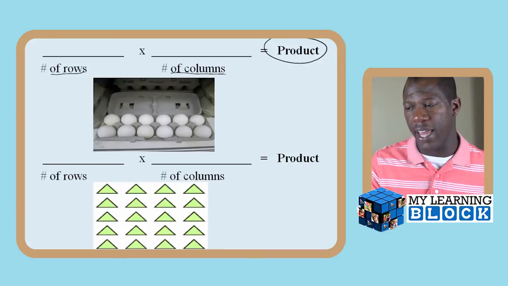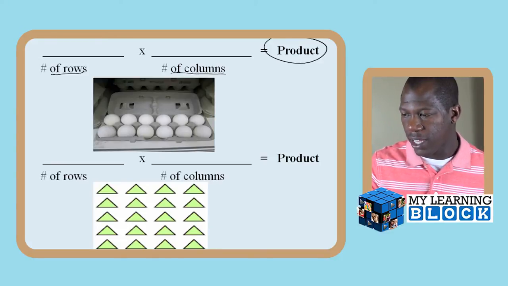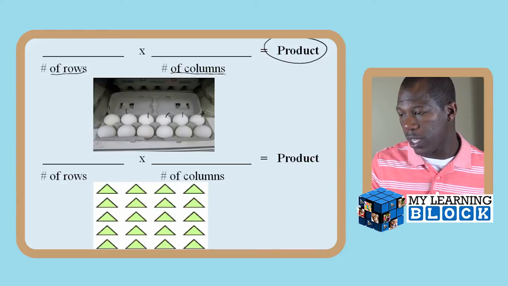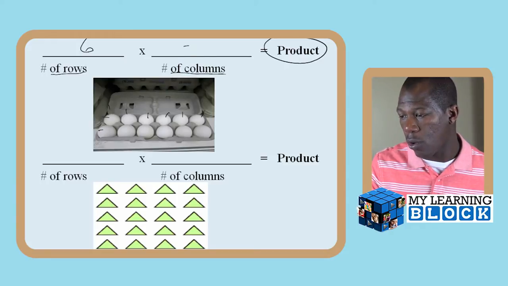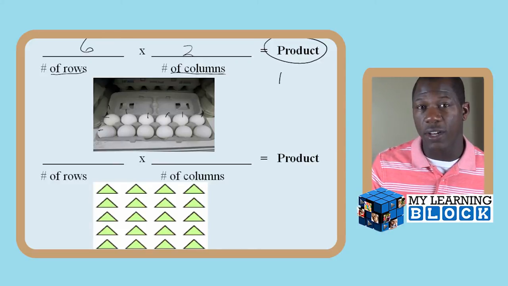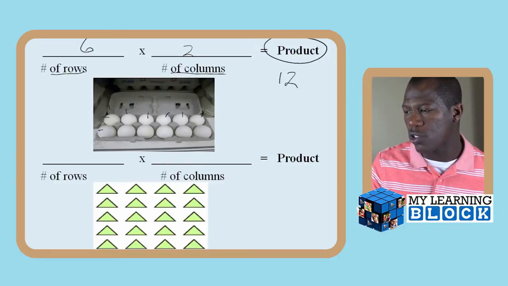So if we look at these eggs, sorry for the sidetrack, we see we have 1, 2, 3, 4, 5, 6. So we have 6 rows, and in each row there are 2, so 2 in each column. Therefore, 6 times 2. If you want to count it, you can, but we already know it's 12.